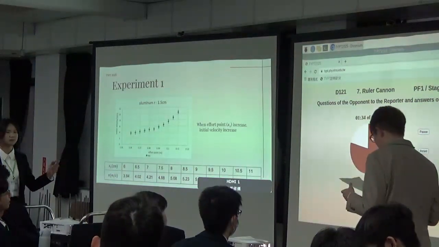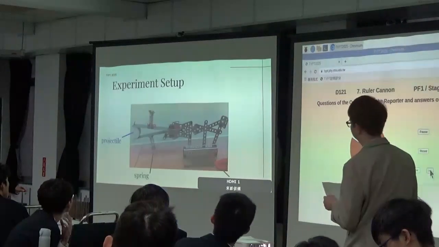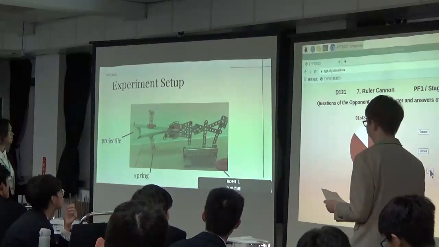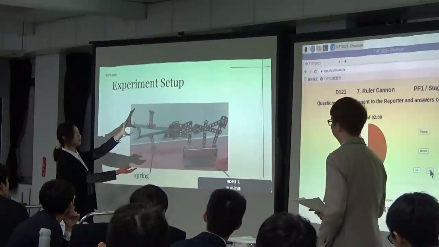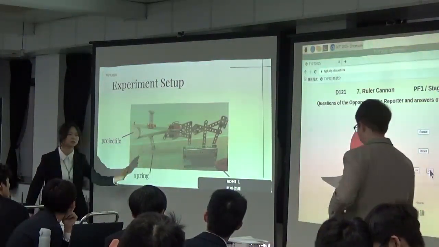Okay, thank you. So, let's see your experiment setup. This one. So, how do you exert the force on the string? I push these two springs, and from the deformation of the spring, I can calculate the force I give to the ruler.